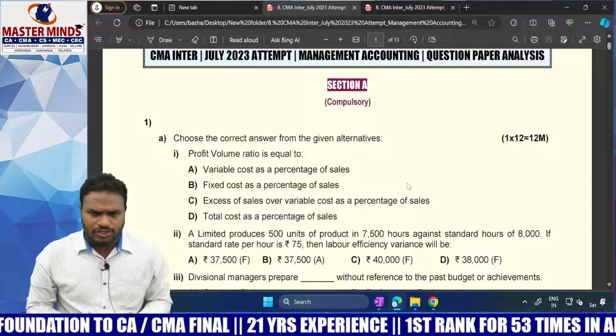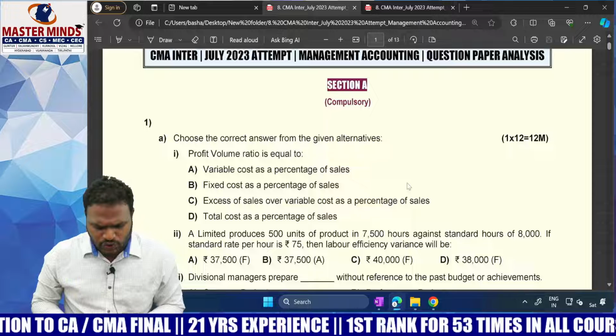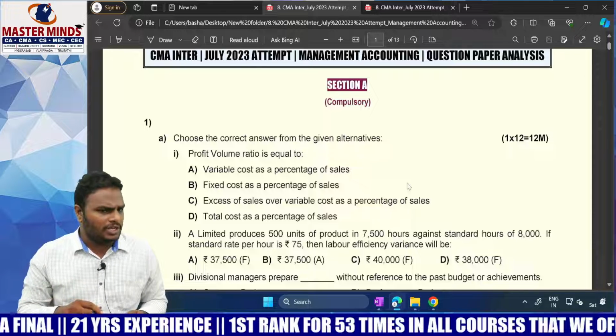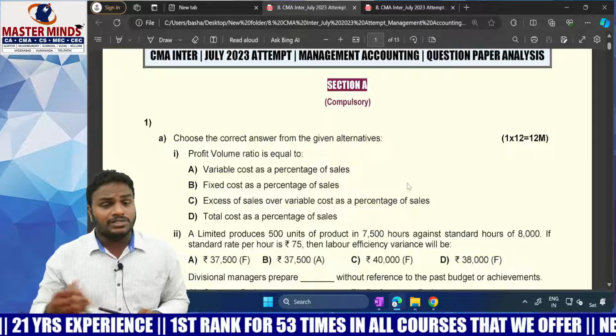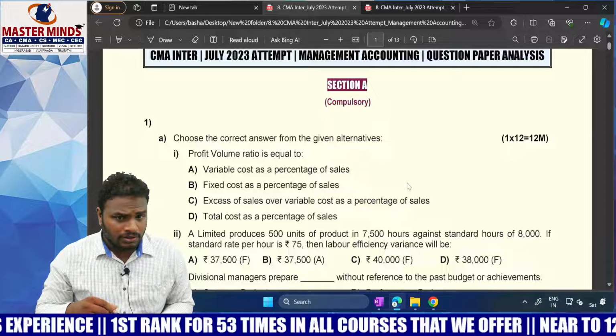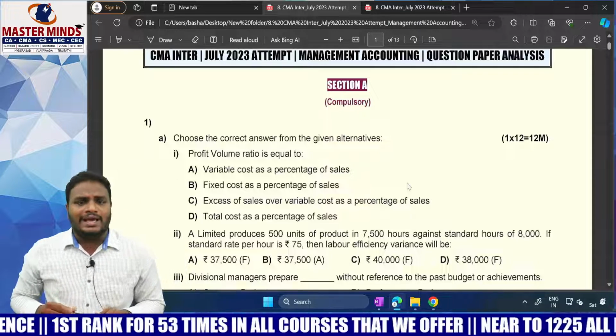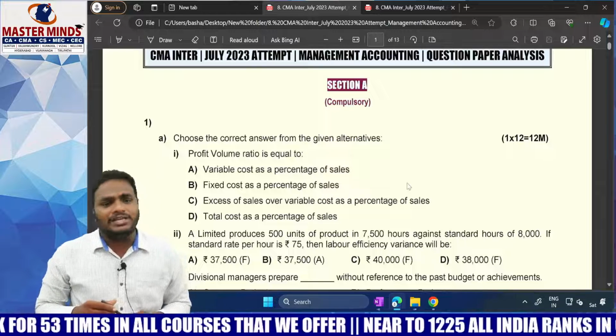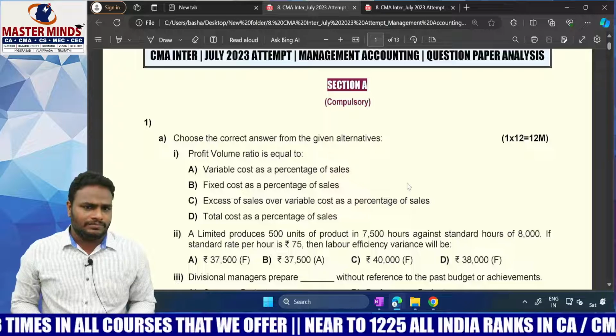Let's see the first MCQ. For example, PV ratio is nothing but profit volume ratio. What is the formula for PV ratio? Contribution by sales. What is the formula for contribution? Sales minus variable cost. Excess of sales over variable cost as a percentage of sales. Direct question.